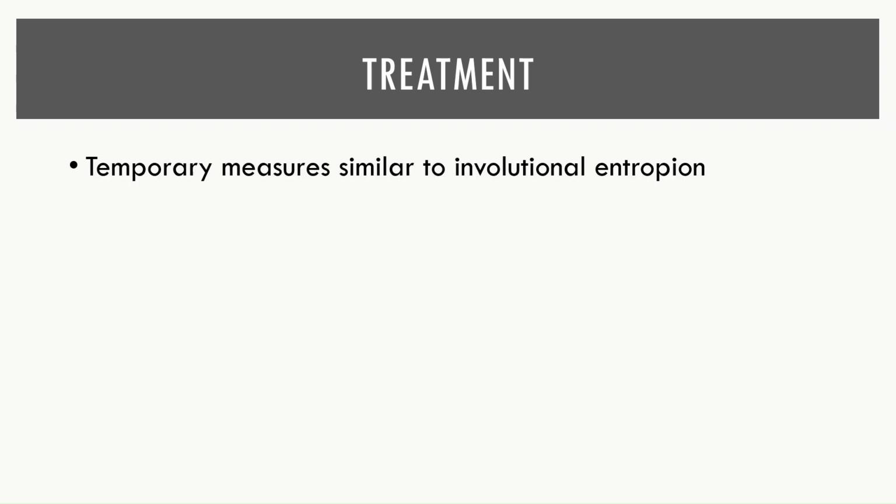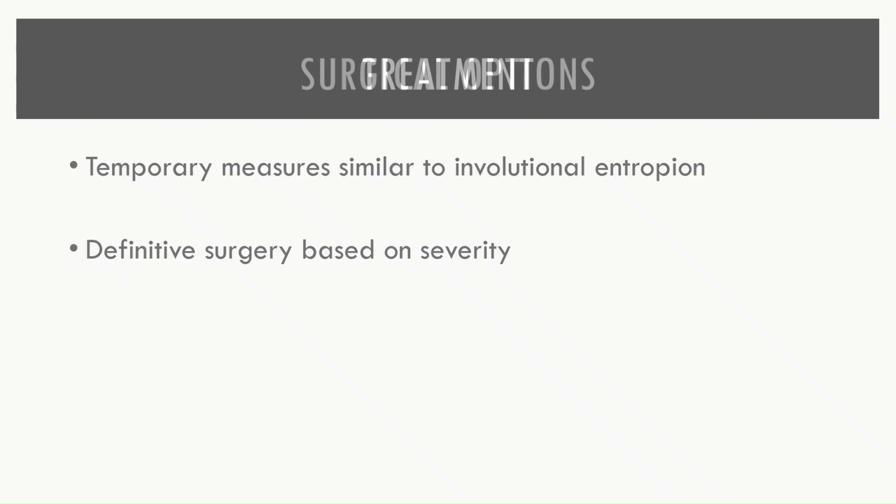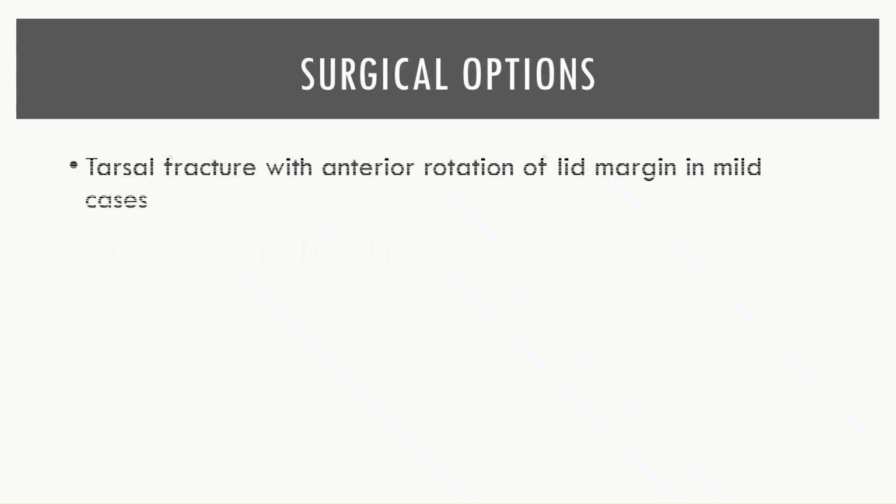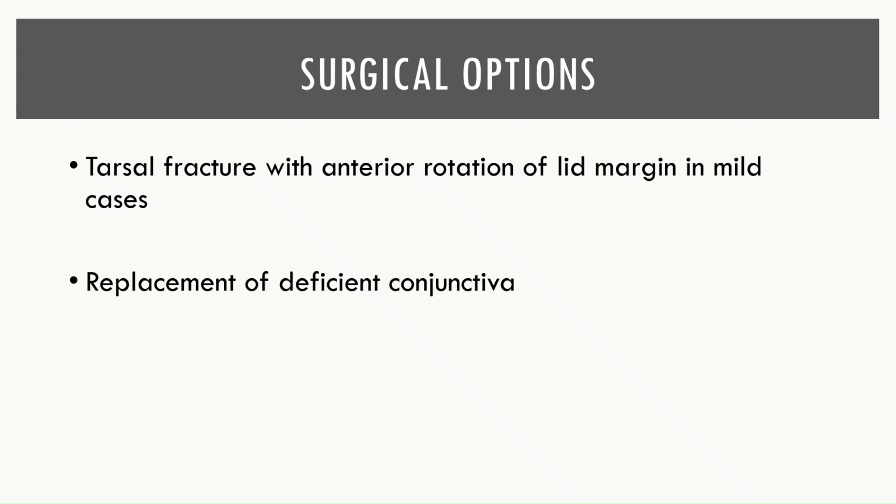Management is more complex and directed at correcting posterior lamellar deficiency. Temporary measures are similar to involutional entropion, and definitive surgery is based on severity. The surgical options are tarsal fracture with anterior rotation of lid margin in mild cases. Severe cicatricial entropion requires reconstruction rather than simple lid repositioning. It involves replacement of the deficient conjunctiva and composite grafts.